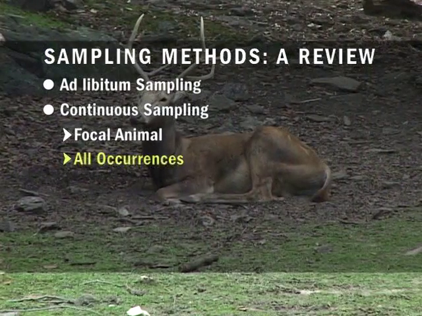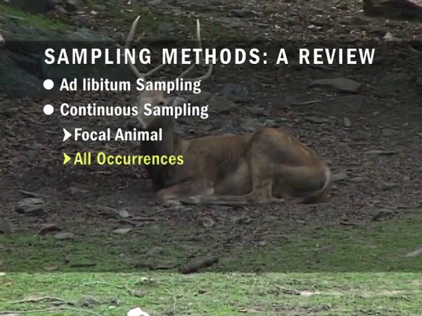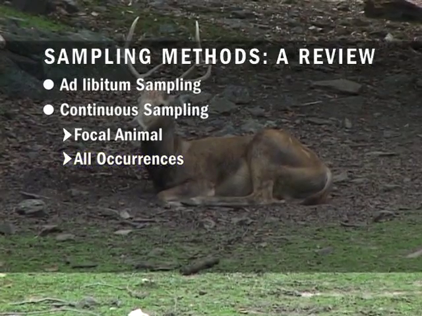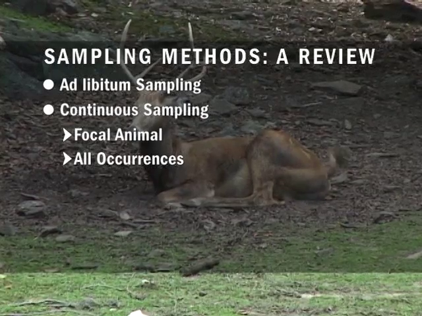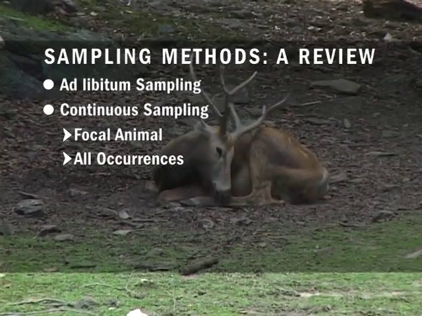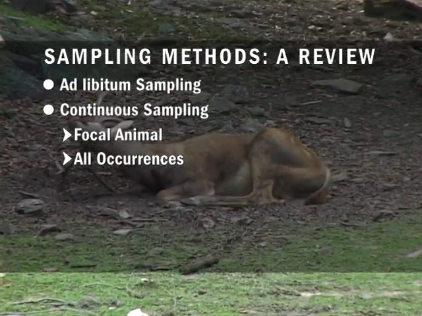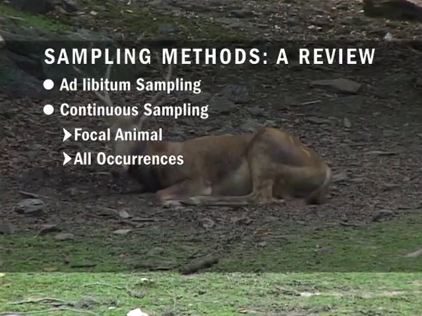All occurrences sampling also requires continuous observation over a set time period, but in this case, every instance of each behavior on the ethogram is recorded. Therefore, it's ideal for studying behavioral events. It can be used for studying individual animals or groups of animals.